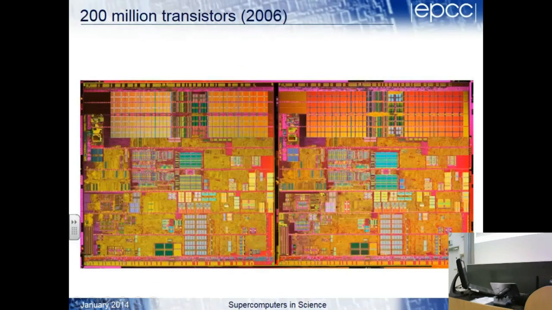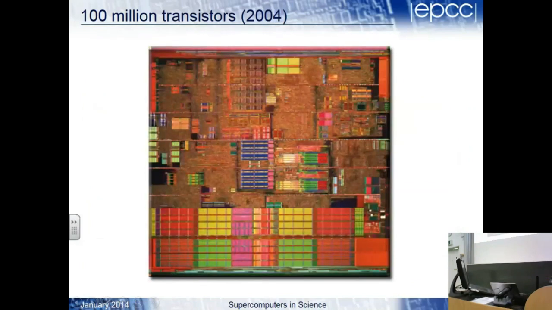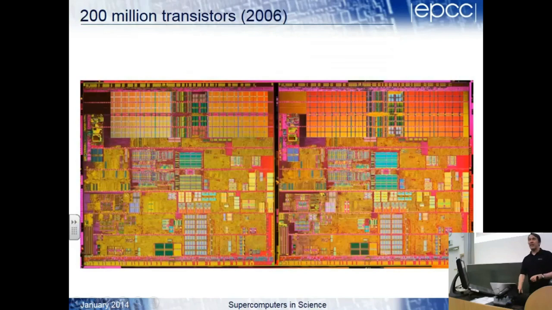So if you look, in 2004, I built this very complicated silicon chip which had 100 million transistors. And I went to my engineers and said, I can now give you 200 million transistors. What did they do? They just gave me two of the same thing. You don't have to be a hardware engineer to notice that that's a single chip. It looks suspiciously like two chips stuck together on the same piece of silicon.